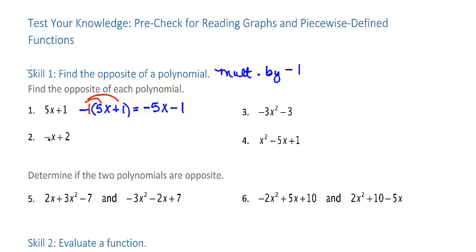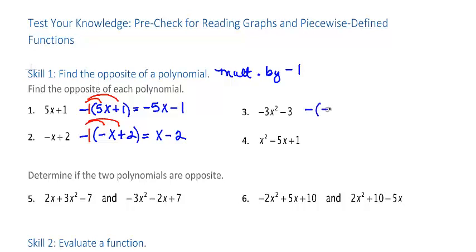To find the opposite of negative x plus 2, we write that as the opposite of, and in parentheses, negative x plus 2. Then distribute by the -1, which gives us a positive x minus 2.